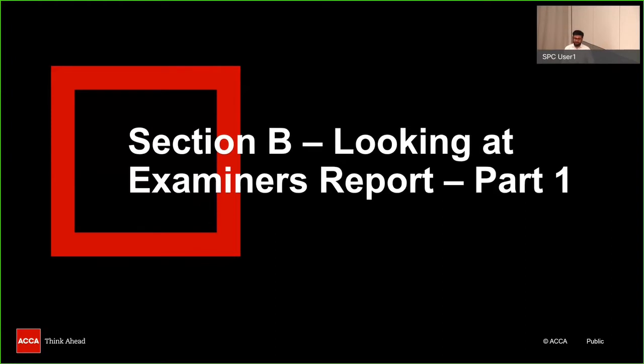So let's look at section B of the PM exam, and I'll be taking a question from the examiner report. It would be a case study question where a scenario would be given to you, a few paragraphs, maybe some cost or financial data exhibit would be given, and followed by that there will be 5 objective test questions.